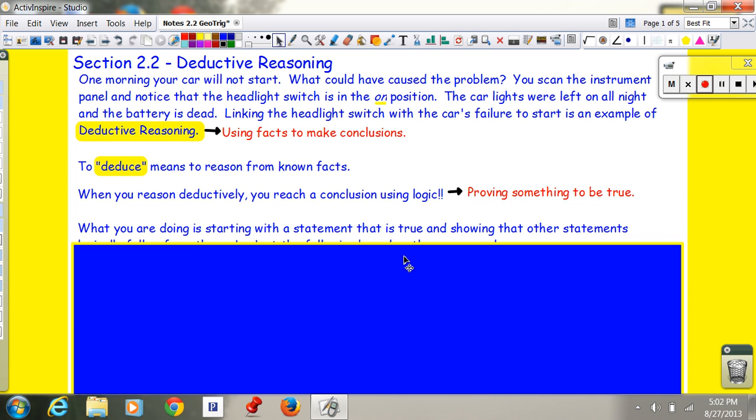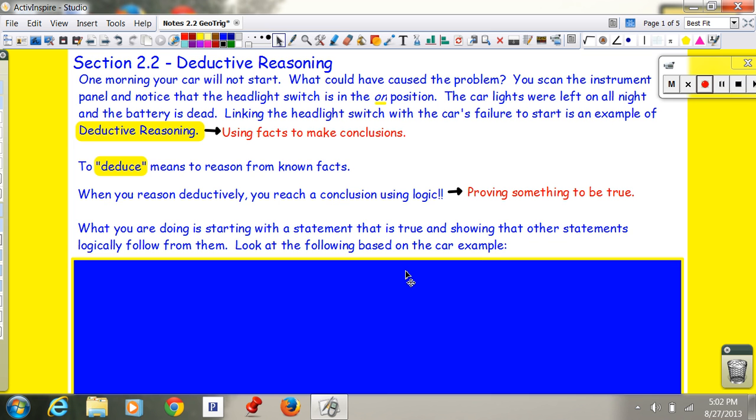All right, down here, you may not want to write all this down. This is just a kind of example from our car example again. What you're doing is starting with a statement that's true, and you're showing that other statements logically follow from them. Please follow along with this. This is important stuff. Look at the following based on the car example. Okay, like I said, you can look at it. Just think about it though.